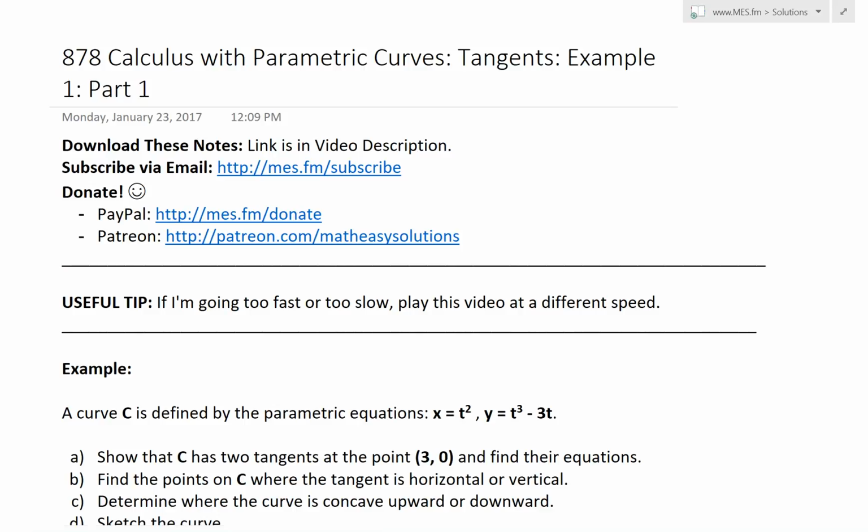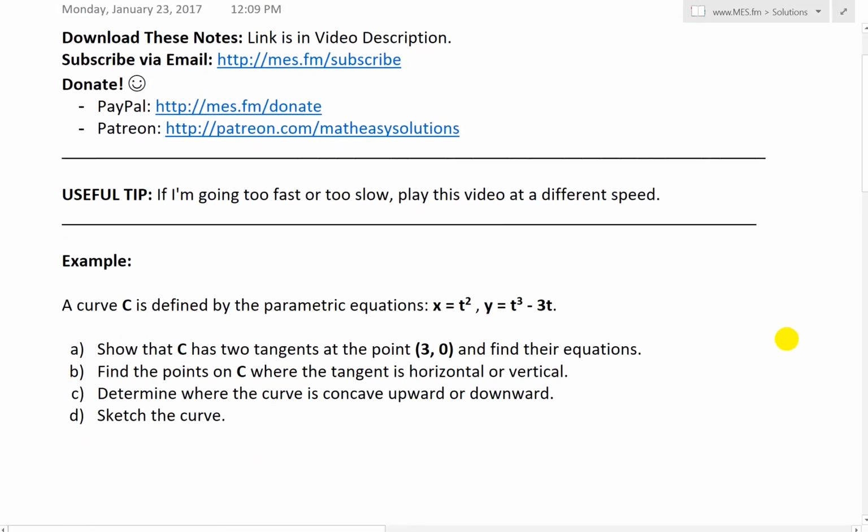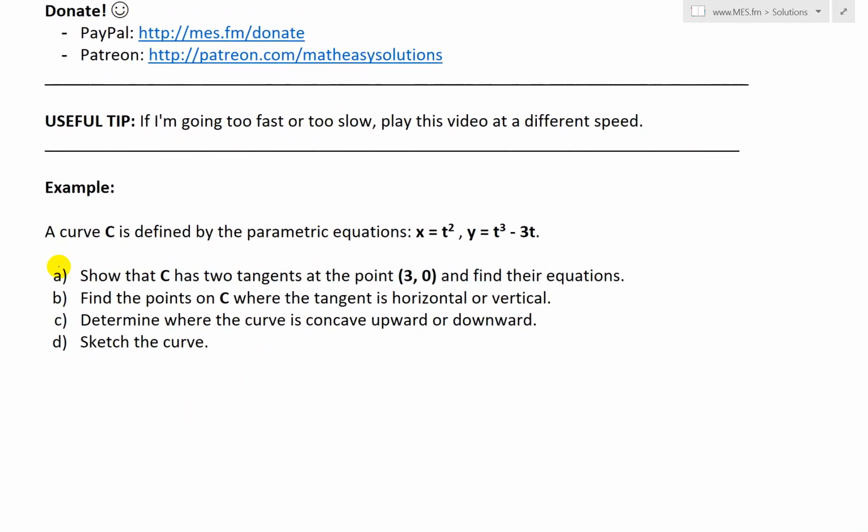We're going to discuss further into calculus with parametric curves and look further into the tangent series, and now look at Example 1. I'll go over part 1 of this example, which is part A, just because it's pretty long. In this example, it states a curve C is defined by the parametric equations x equals t squared and y equals t cubed minus 3t.